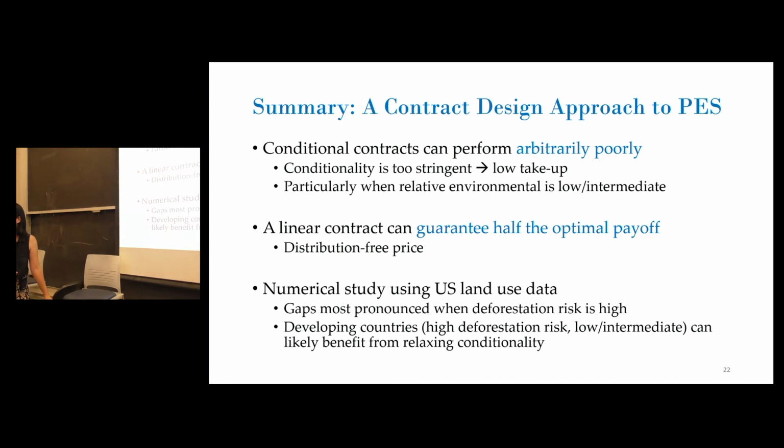And when we say this to the program managers, they say, oh yeah, actually this makes a lot of sense. That's what they're seeing on the ground. This is particularly true when the relative environmental value of the land to the principal is low or intermediate. What we showed is that a distribution-free linear contract can guarantee half the optimal payoff. We also ran this numerical study using US land use data, from which we can corroborate these results, and see that the gaps are most pronounced when deforestation risk is high, and also probably in developing countries.